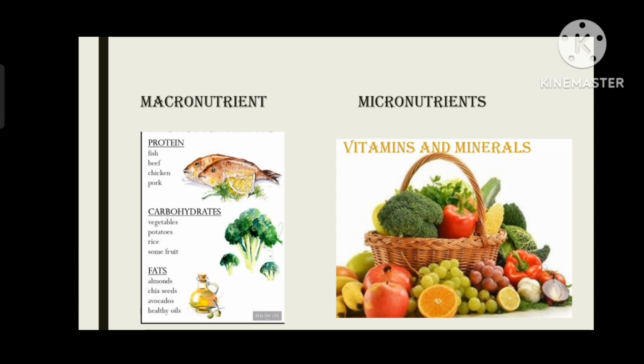There are two types of nutrients, macronutrients and micronutrients. Macronutrients we take in more quantity, and micronutrients we should take in lesser quantity, but they are necessary. Macronutrients are proteins, carbohydrates and fats. And micronutrients are vitamins and minerals.